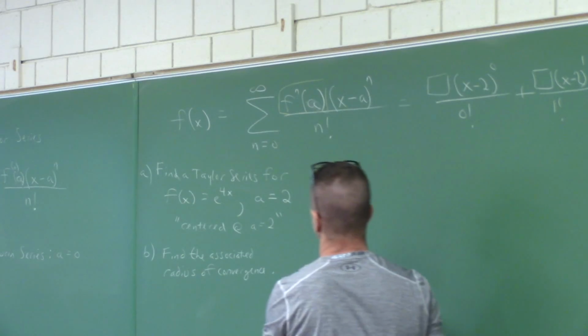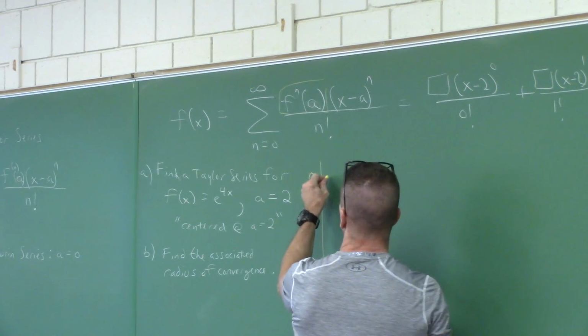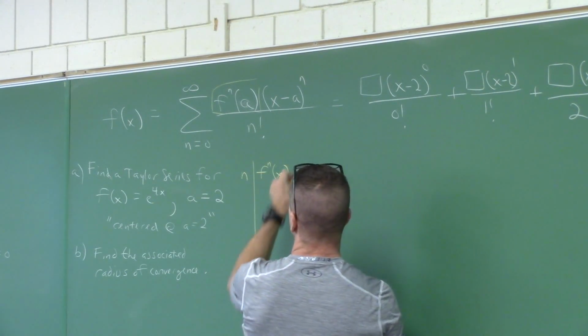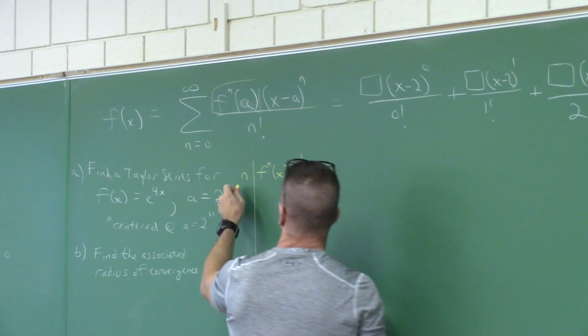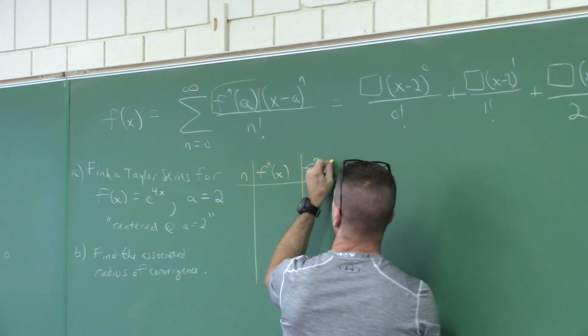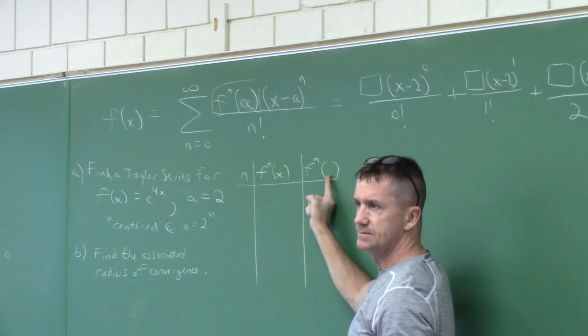So let's just go off to the side here. We can build a little table here with a column. And let's make a column for the nth derivative of f of x. So we've got to figure out the nth derivative of f of x. And then we'll make a third column, and let's figure out the nth derivative evaluated at the a value. So I can put an a here, but what's the a value? It's 2.